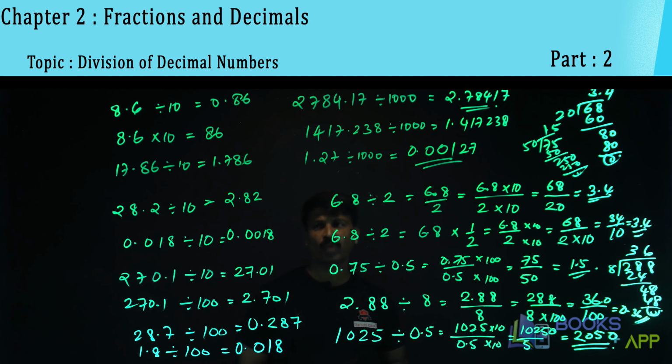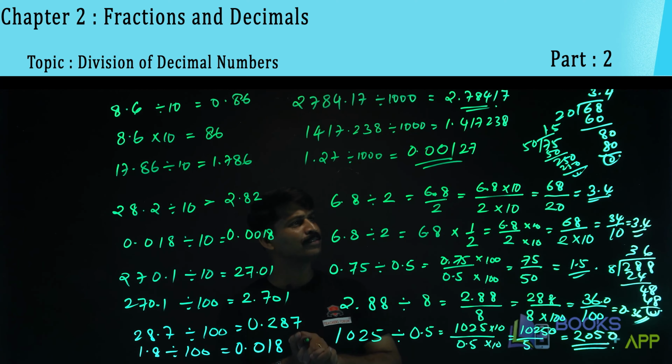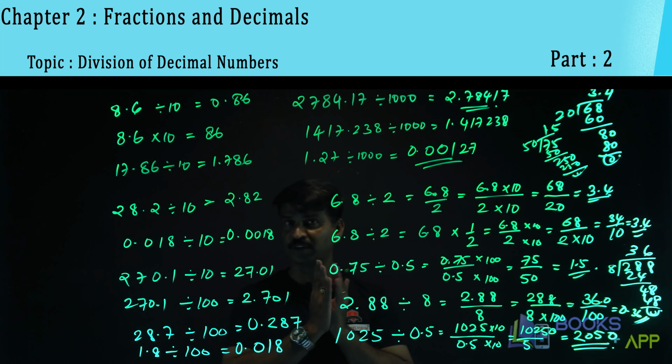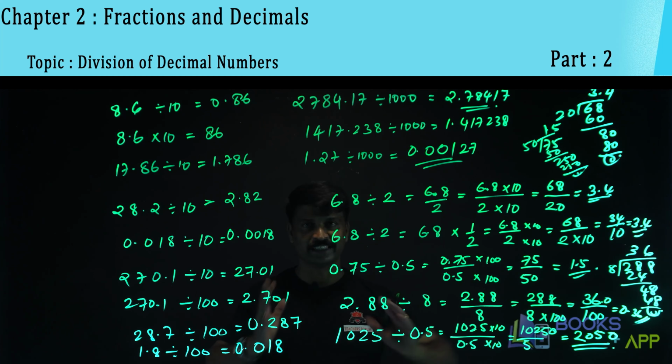This is how you have to divide a decimal number by 10, 100, 1000, or a decimal number by a whole number, or a decimal number by another decimal number, or a whole number by a decimal number, etc. Isn't it? Now we will make these topics or concepts clear when we solve the NCERT solutions.